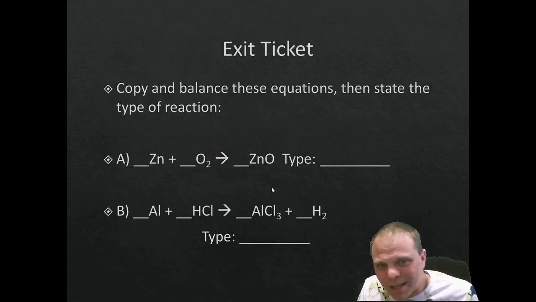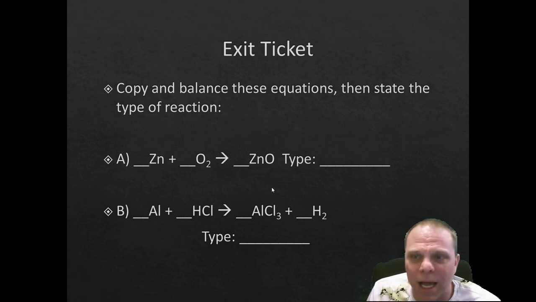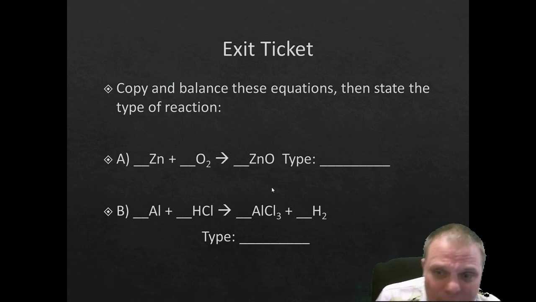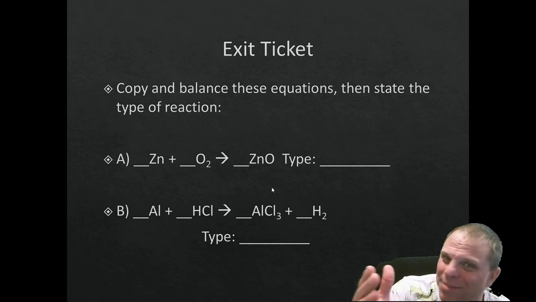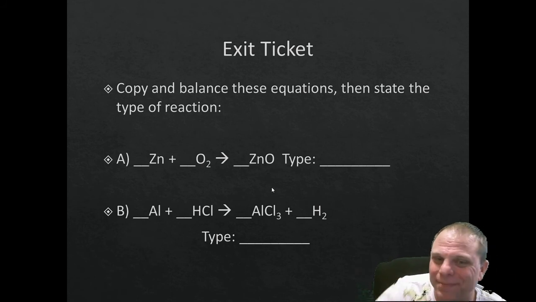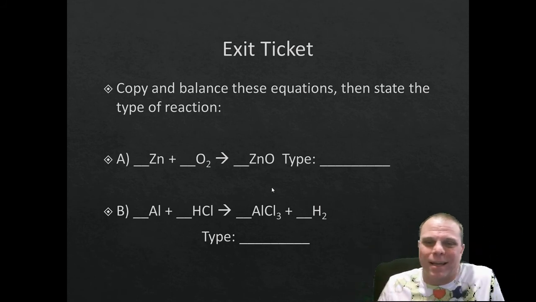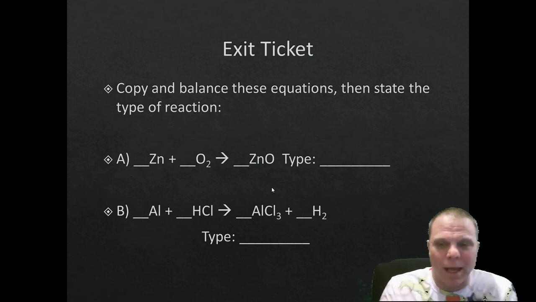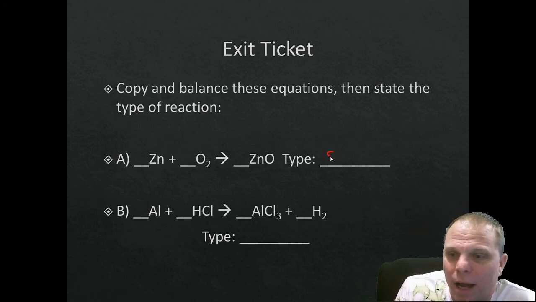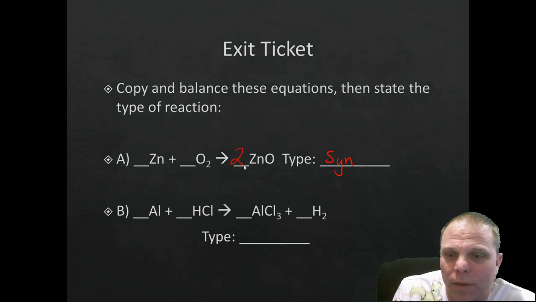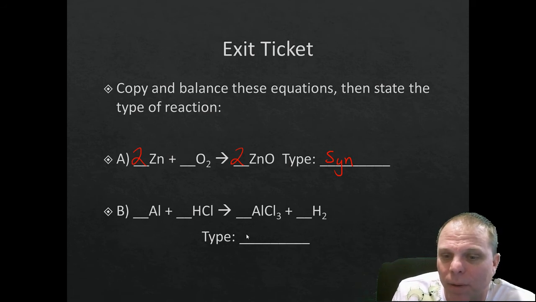All right. Let's try another one. Copy and balance each equation, then state the type of reaction. So I'm going to give you a chance to pause and practice. And we're back. Let's see how you did. This is going to be a synthesis reaction, right? Because we're putting things together. I've got 2 oxygens here, but only 1 there, so I'm going to have to put a 2 there and a 2 there. This is a single replacement reaction, so we'll just do SR in this case.